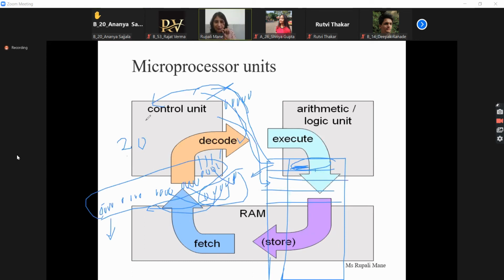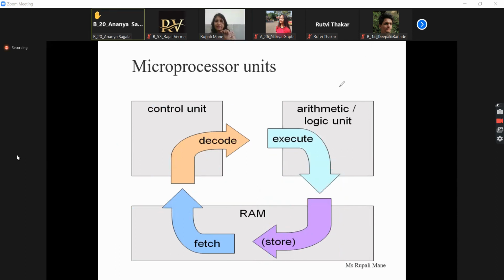Got it? Yes, ma'am. So there are two different lines. The first line carries address, the second line carries data. Okay, the second group of lines carries data. Got it? Yeah, ma'am. Thank you.